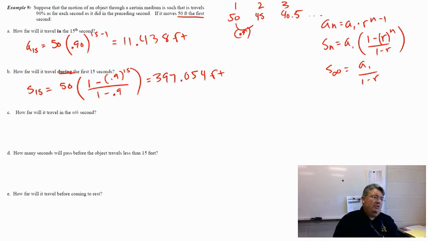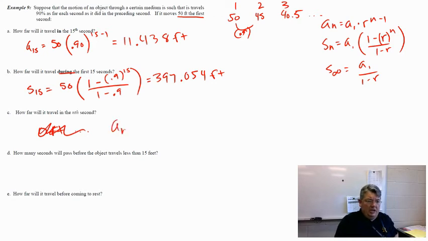Now, how far will it travel in the nth second? The nth second? The infinitieth second? Well, if it's getting smaller every time, that means in the infinitieth second, it's going to travel effectively 0 feet. Right? Because, sorry, the nth second is different. That's in the infinite nth second. The nth second, how far does it travel in the nth second?